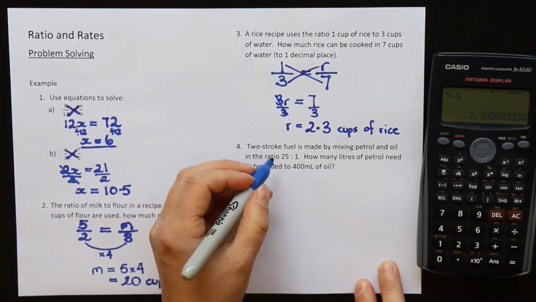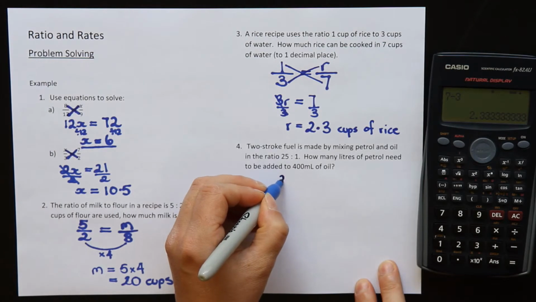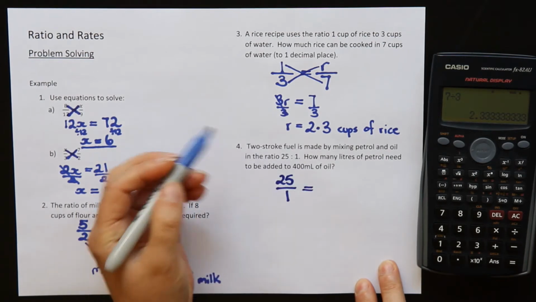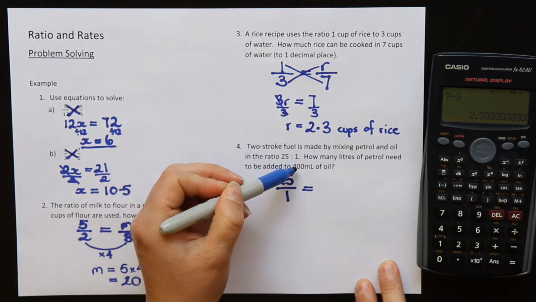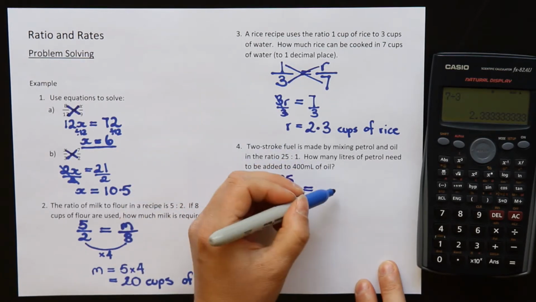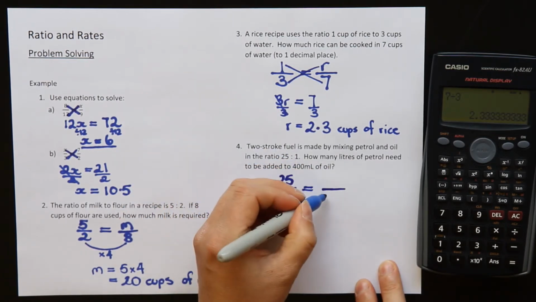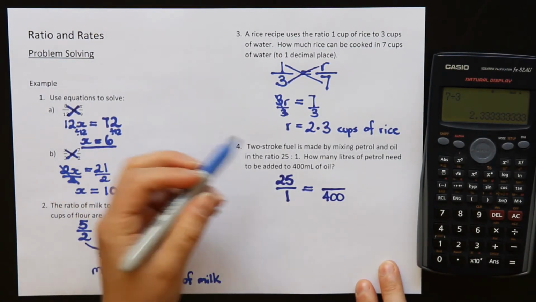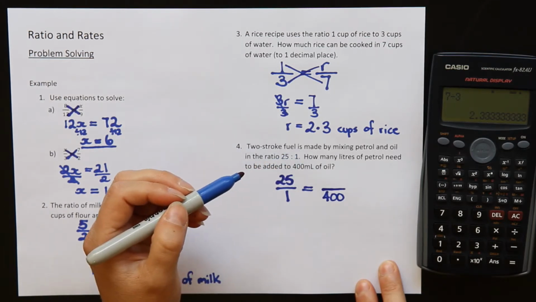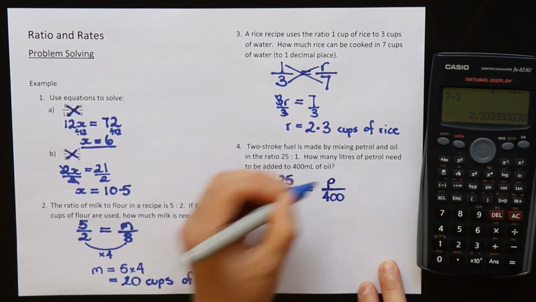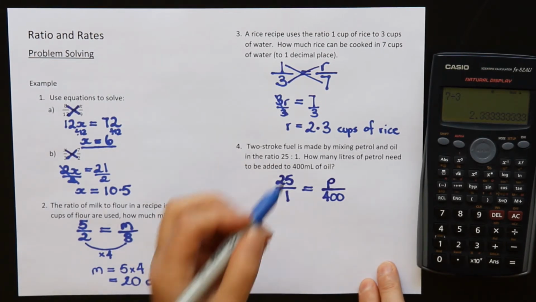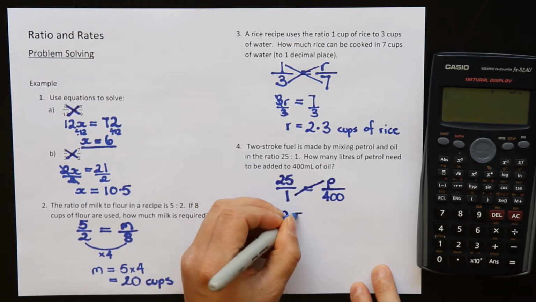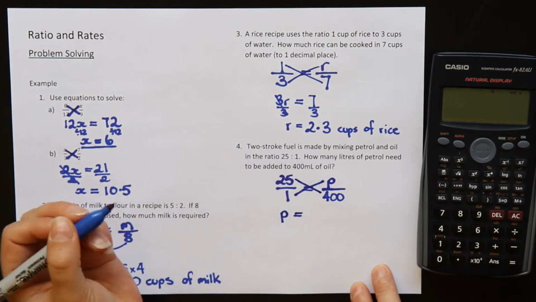So let's write down our problem here. Our original ratio is 25 to 1. Now we have 400 mils of oil. Remember, the 1 was the oil, so our 400 needs to be on the bottom, just like our 1 here. I'm trying to find how many litres of petrol, so P for petrol. To solve that, let's cross multiply. P times 1, 1P, or just P, and 25 times 400.